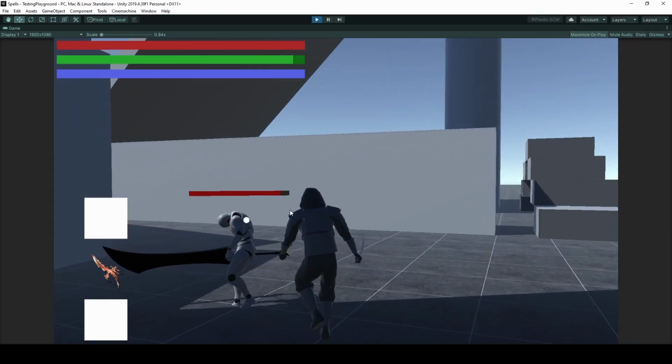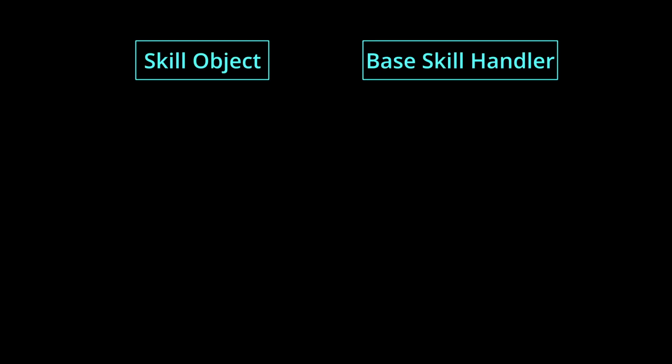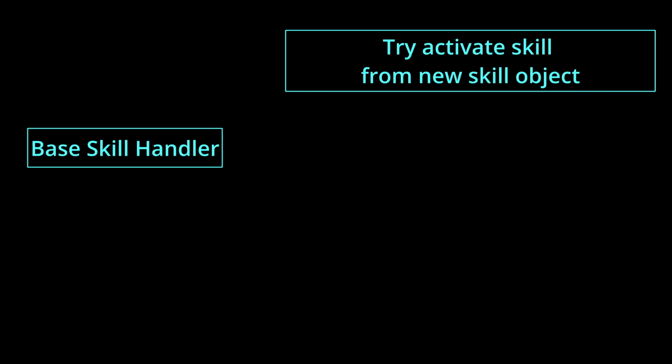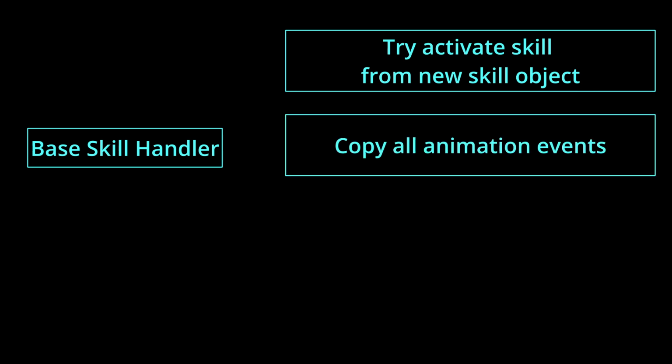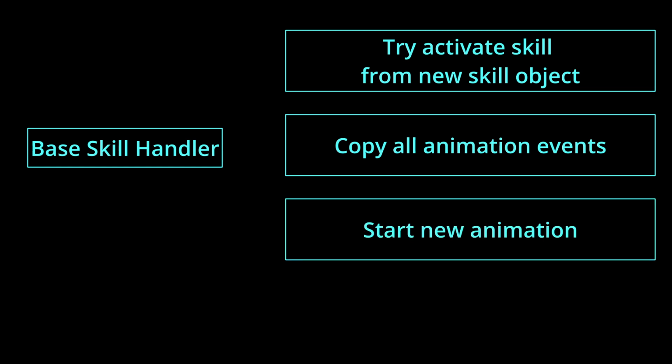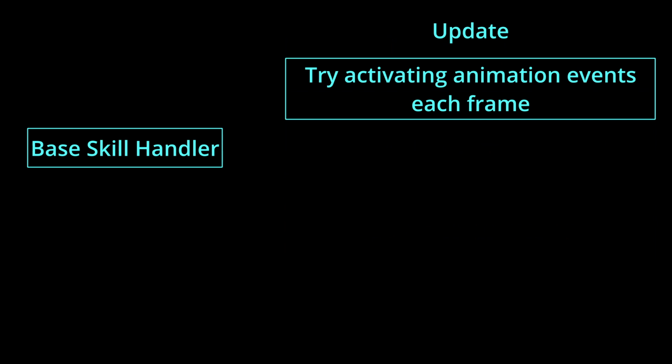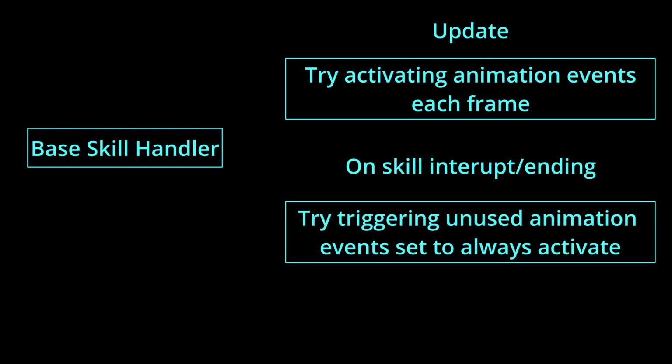Okay, we have all this data. What do we do with it? When we try to activate a skill, we send the scriptable object to a script called base skill handler, which takes this object, performs checks if it can be activated, and if it can, it will copy all of the events, start the animation, and as the animation progresses, it will check if any events need triggering and will activate them as needed. If the animation was interrupted, it will try to use events that weren't triggered yet if they're marked to be used always. Generally, that's how everything works.